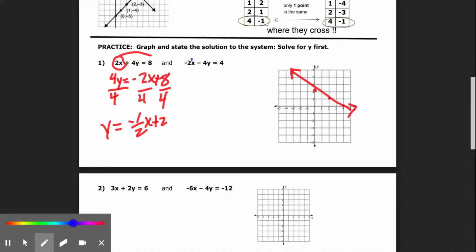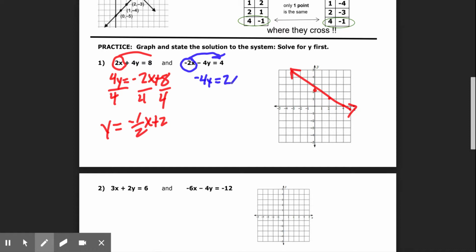We're going to solve for y here. So we're going to take that -2x and move it over. Make sure you bring down the negative with the 4y. And that -2x becomes a positive 2x plus 4. Then we're going to divide everything by a -4. So y equals -1/2 x minus 1.